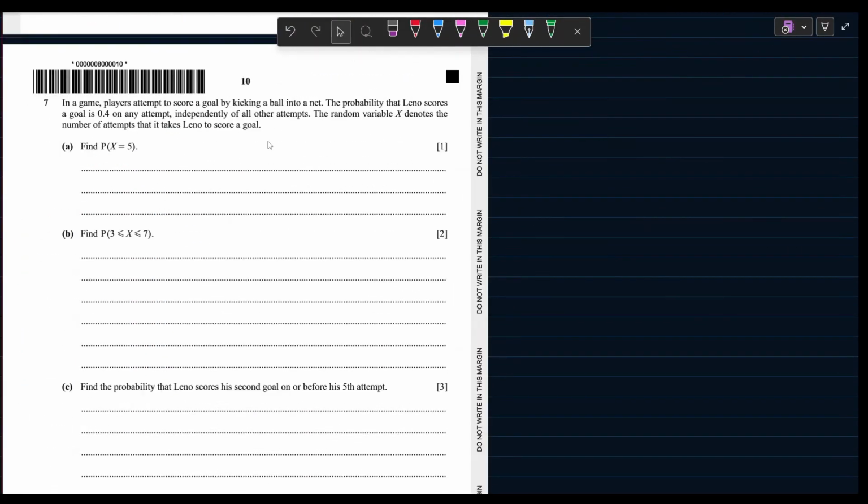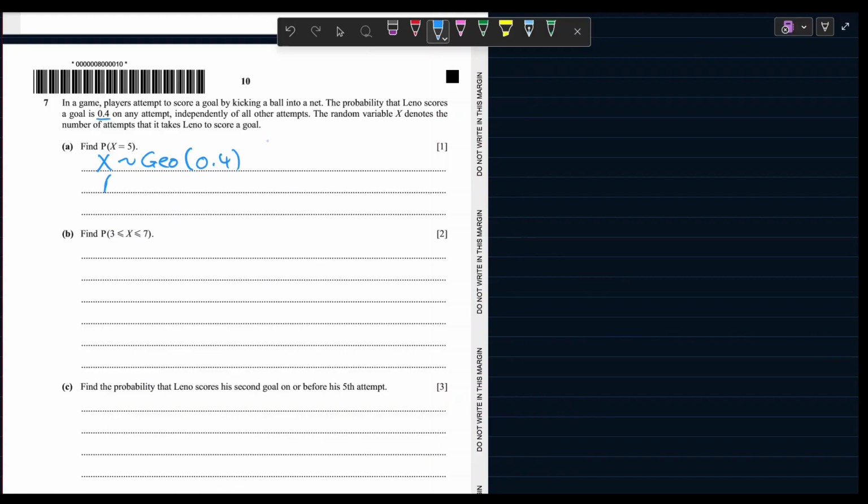Number 7. In a game, players attempt to score a goal by kicking a ball into a net. The probability that Leno scores a goal is 0.4 on any attempt, independently of all other attempts. The random variable x denotes the number of attempts that it takes Leno to score a goal. So here we're looking at the number of attempts until Leno scores a goal. So we're looking at the number of trials up until a first success. So this means that this is a geometric distribution, and our probability of success is 0.4.